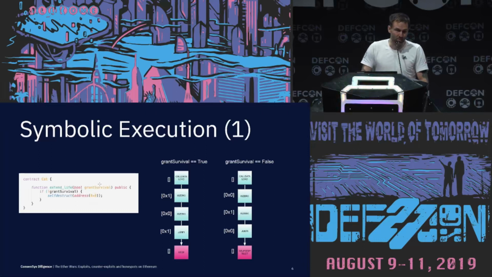So if you look at this program, there are two outcomes that can happen, right? If this Boolean variable is true, then the cat will not be killed. We will reach a normal stop state. But on the other hand, if it's set to false, we will reach the self-destruct instruction. So these are the two possibilities that can happen.